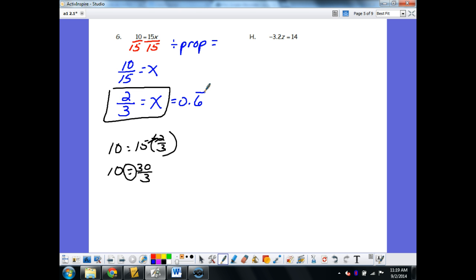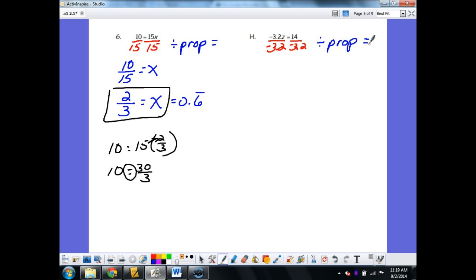Now in h, we have negative 3.2 times z, so we're going to divide both sides by that negative 3.2. And again, since we're dividing the same thing on both sides, that is in fact the division property of equality, and you are justifying your work. You are justifying what you are doing there.